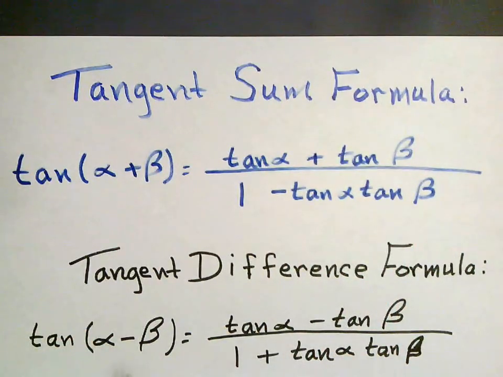The tan difference, you see the difference of the two angles, tan of alpha minus beta. The minus sign is here, the minus sign is in the numerator here. Tan of alpha minus tan of beta over 1 plus. See, the sign in the denominator is opposite from the sign in the numerator. 1 plus the tan of alpha times tan of beta. Well, let's look at an example.